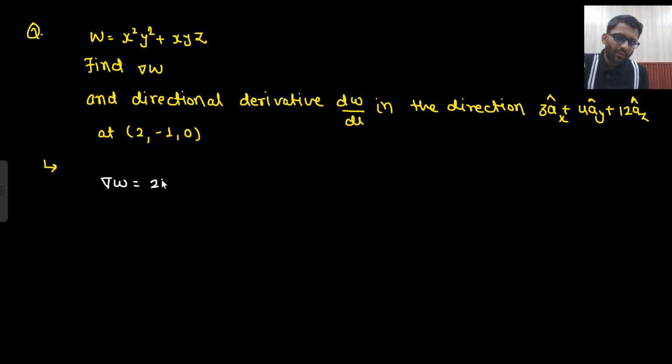So what will come? 2xy square. Here yz will be common. Differentiation of x with respect to x will be 1 only. If you are not able to do it directly, then first write it down. After 1 or 2 questions you will be able to do it directly as well.